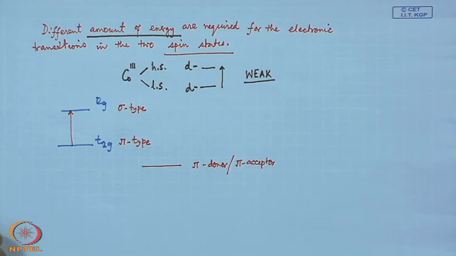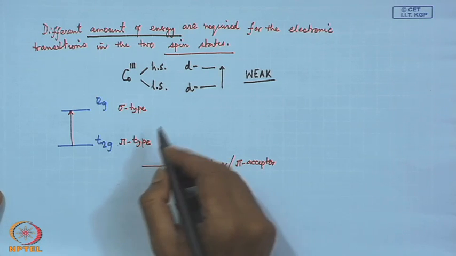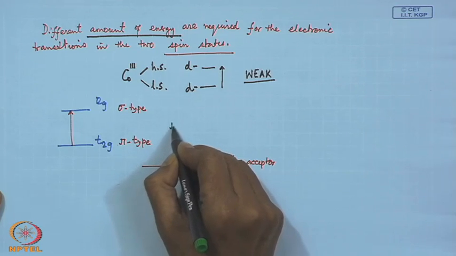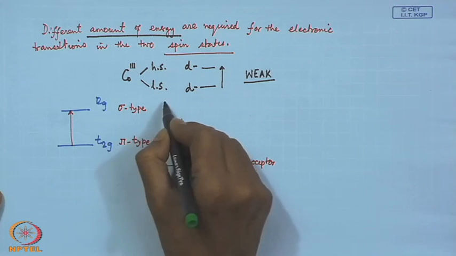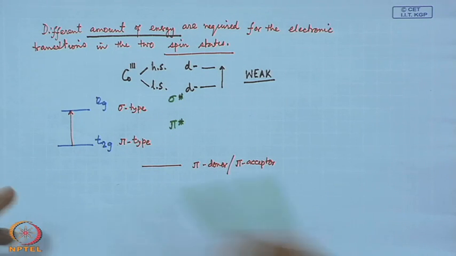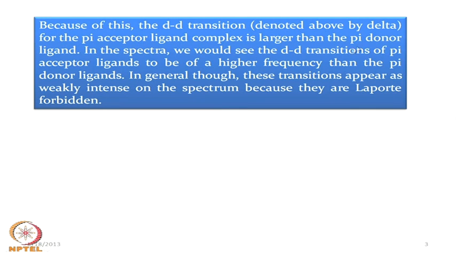So, the positioning of the pi donor ligand and pi acceptor ligand will be different, and due to that we can have not only this T2G type or pi type orbital, but also the corresponding pi star level, as well as for sigma we will have the corresponding sigma star level. Involving all these, we can have the corresponding transitions from one level to the other. So, we see the d-d transition of a pi acceptor ligand to be of higher frequency than the pi donor ligand, and we compare how pi acceptor ligands differ from pi donor ligands.